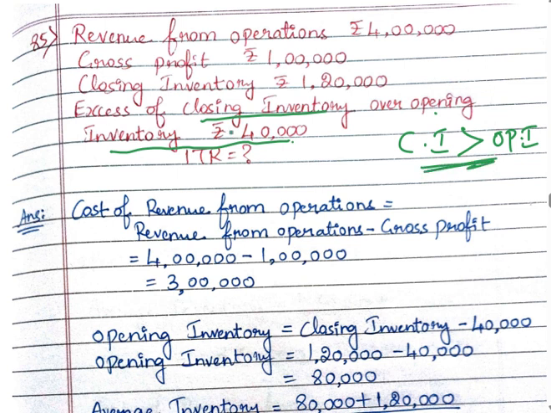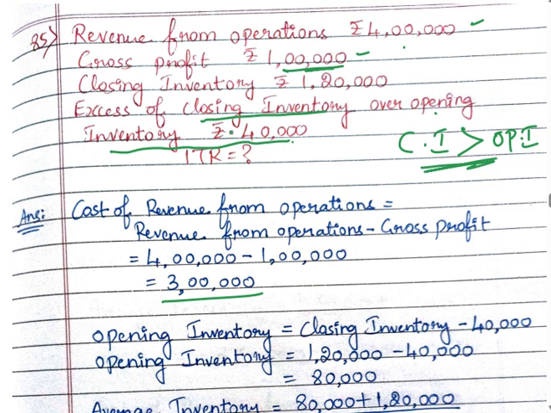Now we'll calculate cost of revenue from operations first because these two details are given directly. Revenue from operations 4 lakh minus gross profit value is also given. See, in this question, they did not give percentage. You need not calculate. This amount is given directly. Substitute that, 1 lakh, 4 lakh minus 1 lakh, 3 lakh. Yes, we got the answer.